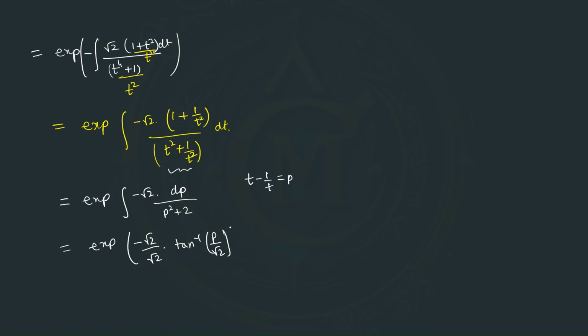So p we can again substitute back to t minus 1 by t, and t is cot x. So we can write this as e to the power minus tan inverse 1 by root 2 times cot x minus tan x, which is cos 2x divided by sine 2x with a 2. How can we write that?